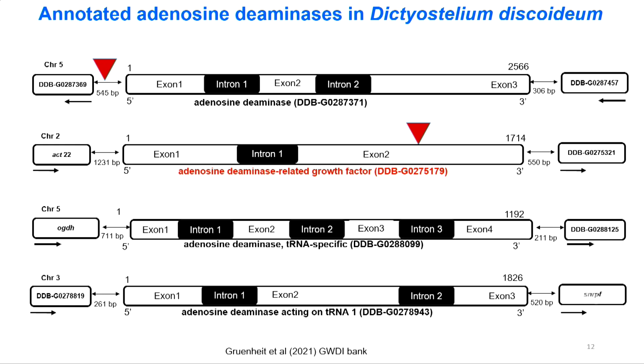There are 2 independent insertions here. This is a blasticidin resistance cassette, which is integrated here. There is one insertion. There are 3 independent insertions here in this adenosine deaminase related growth factor gene, and all of them give the same phenotype. So then we pursued with this mutant. We obtained this mutant from the stock center. It was not created by us.